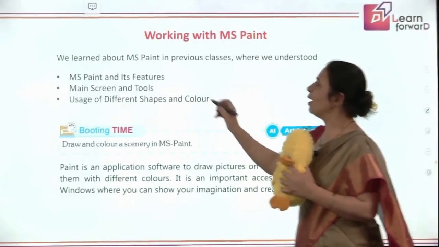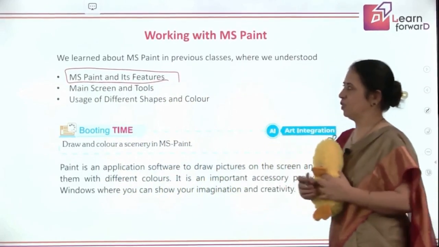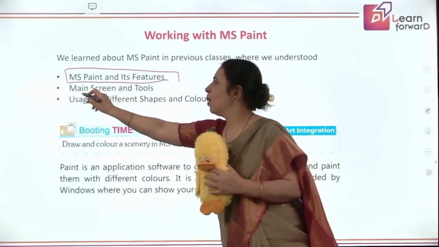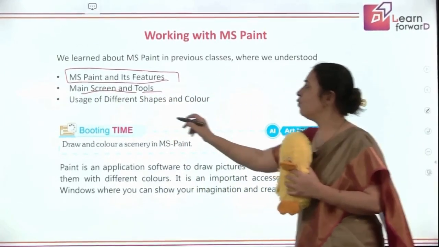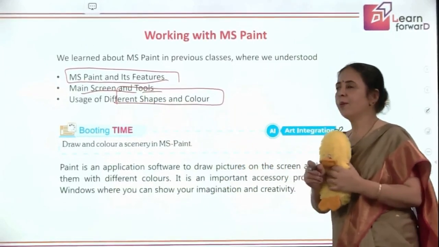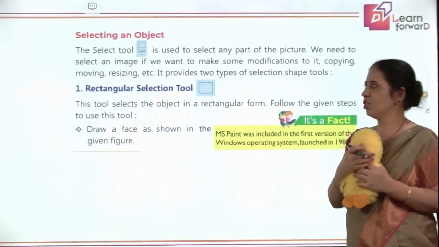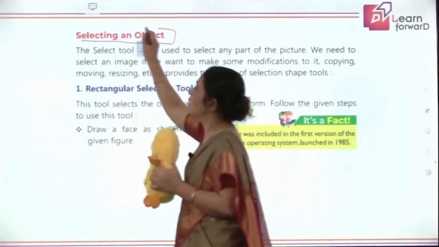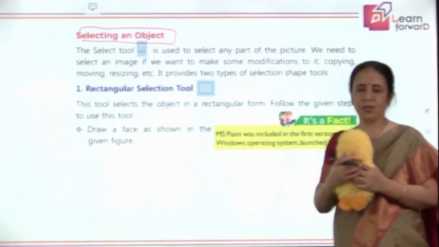So, we have already learned about MS Paint and its features. In the previous session, we learned about the main screen and the tools and how different shapes and colors are used, right? And we take forward our journey to learn more about it. The first topic we are taking here is selecting any object.